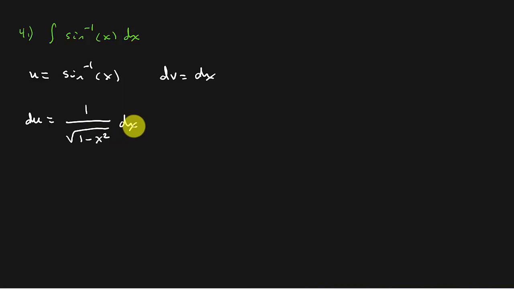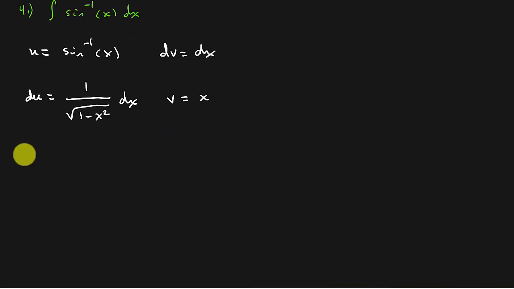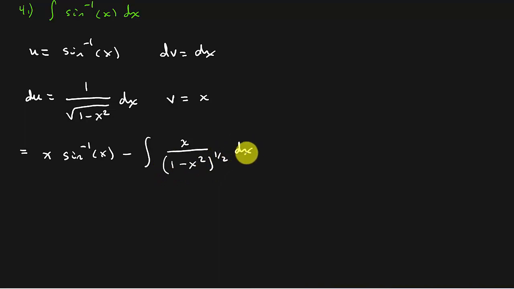That's the derivative of inverse sine. It's a formula. It's probably on the back cover or in the basic table of integrals in your calculus book. Look at that, and you'll see that formula. And then v is equal to x. All right. So this is going to be x inverse sine x minus the integral of this times this. So that's going to be x over 1 minus x squared, and it's the square root of that, but I'm going to write the square root as a 1/2 power dx.